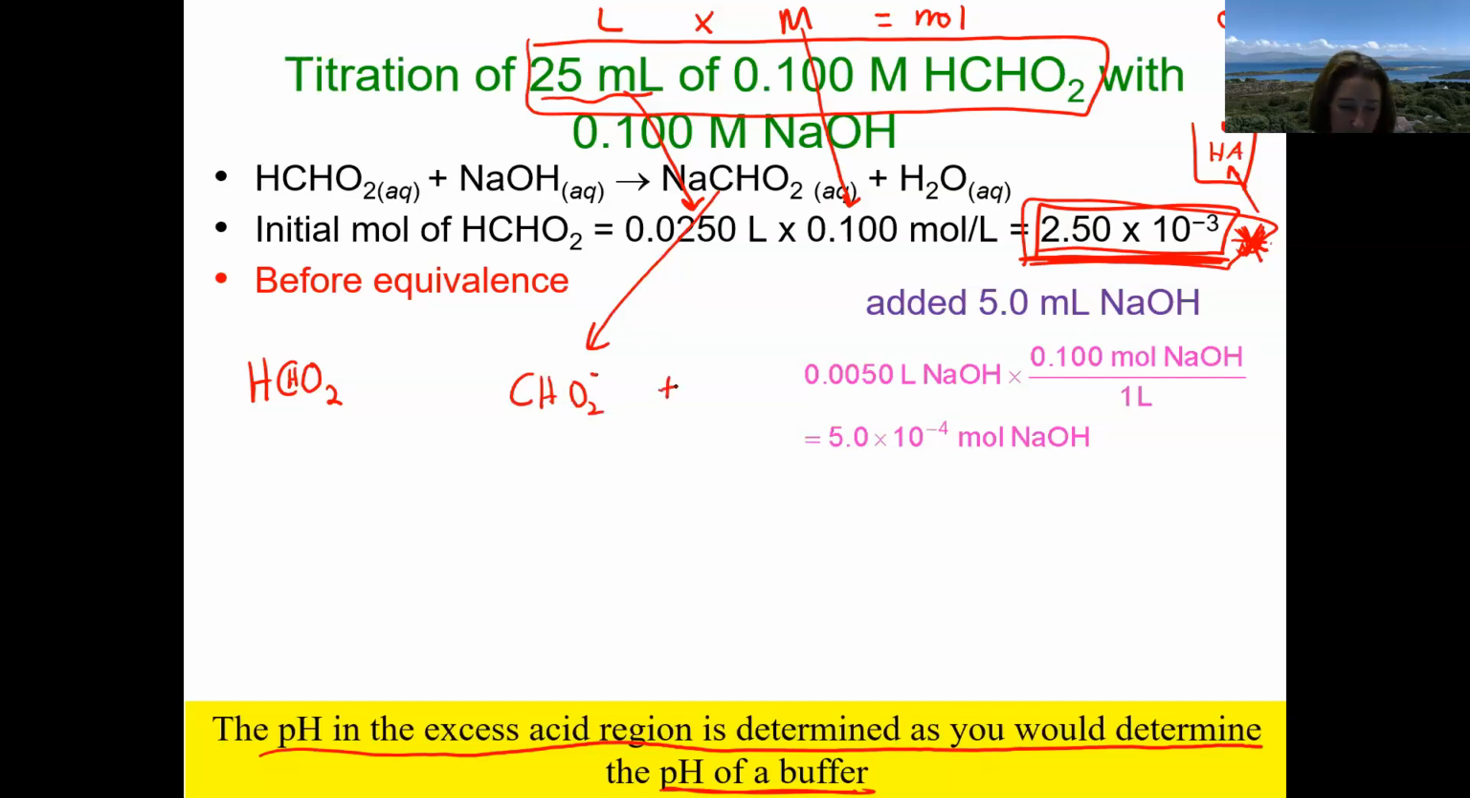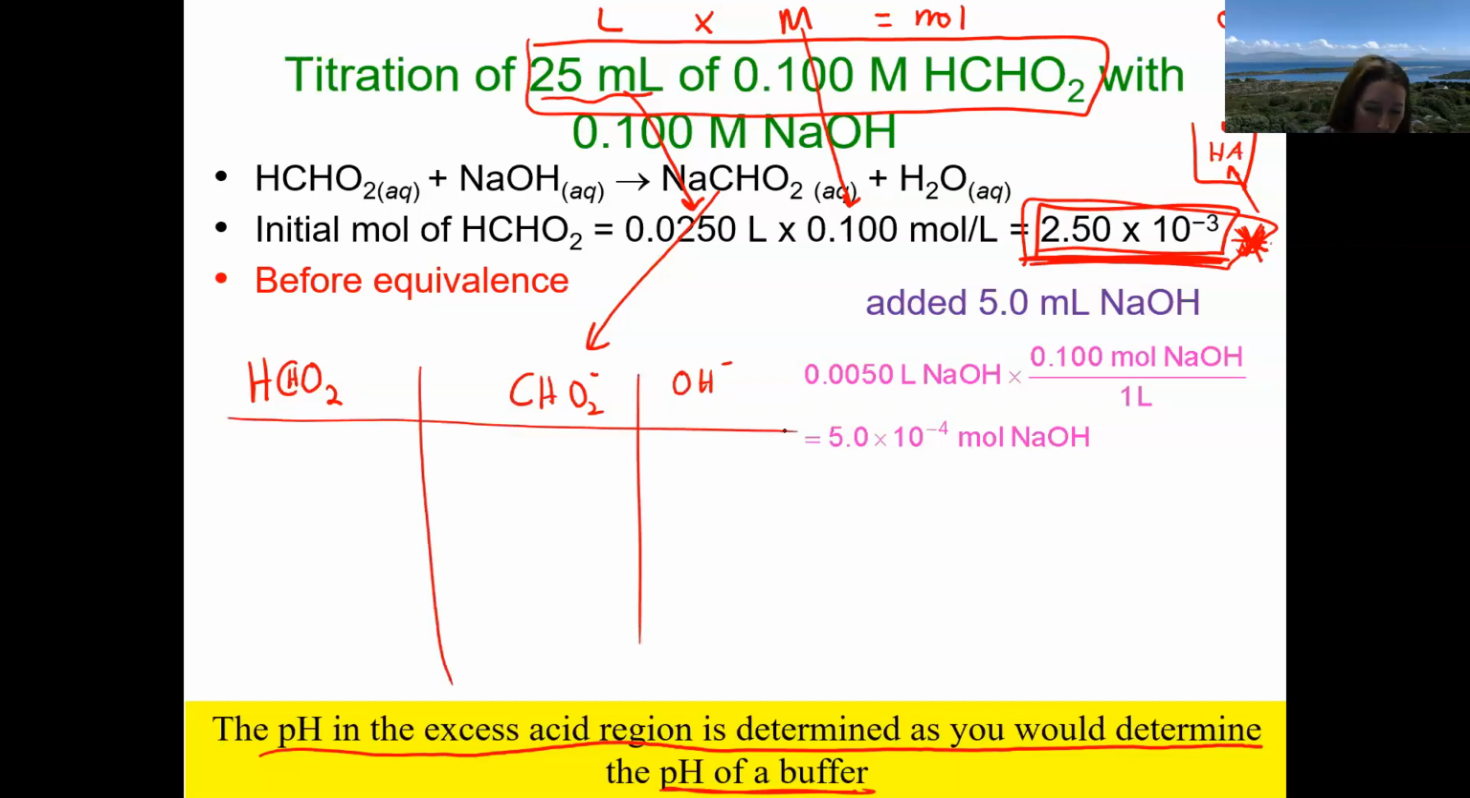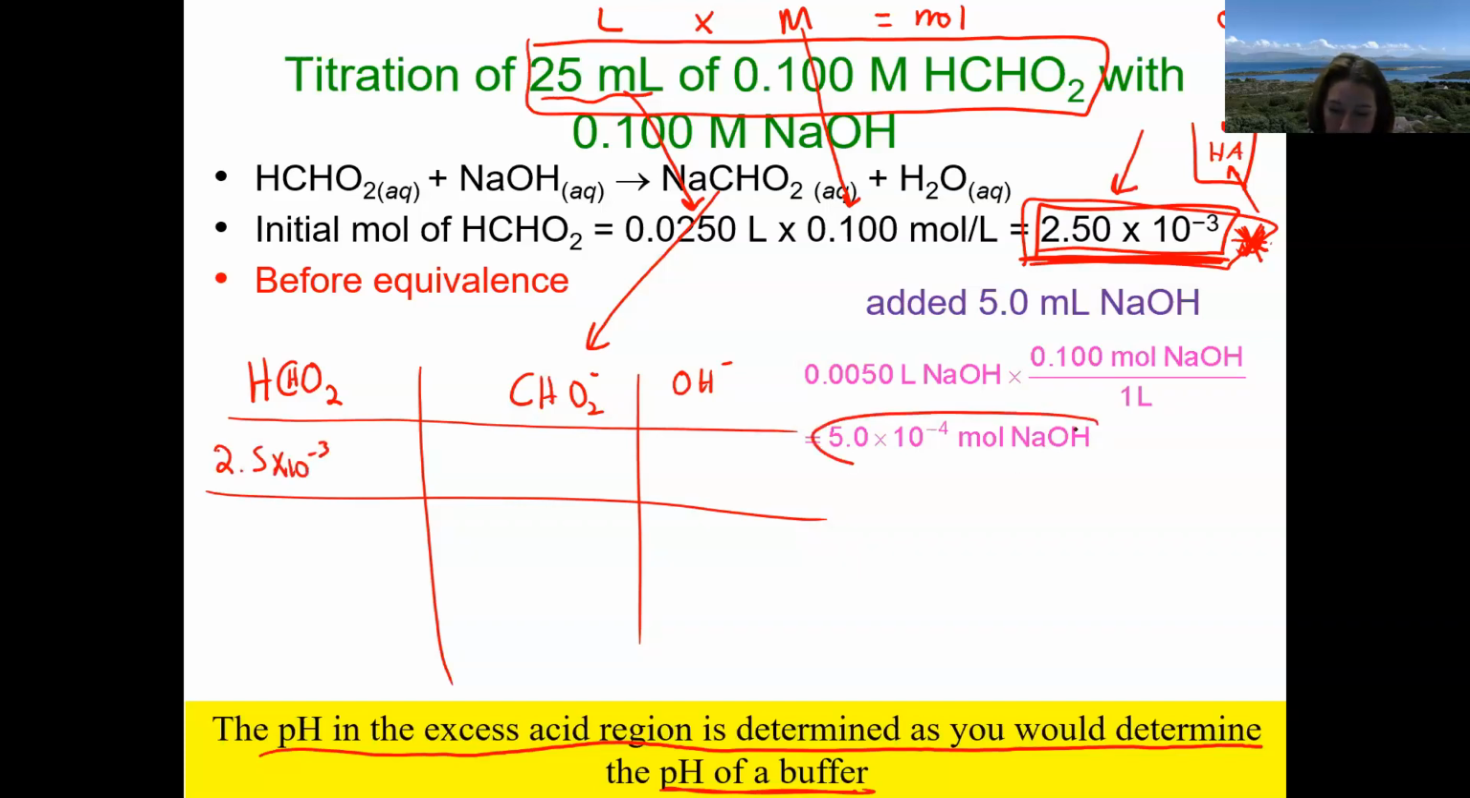And we have our base. And just because my moles table was set up like this, it doesn't really matter at this point. They don't have to be in order. Those are just the 3 we have. So what do we have here? This is a moles table. So we have 2.5 times 10 to the negative 3 moles of this. We added 5 times 10 to the negative 4 moles of this. The question is what happens?